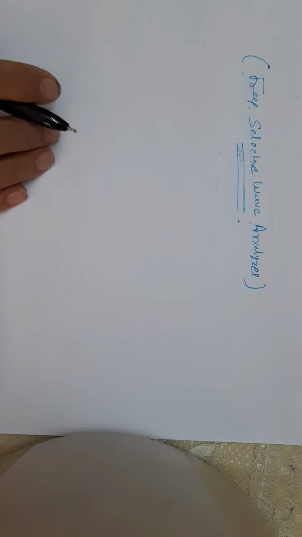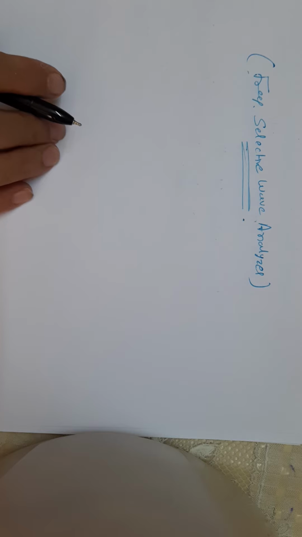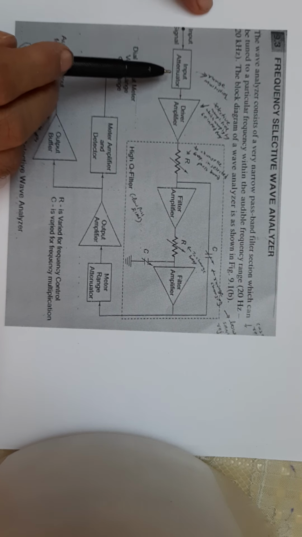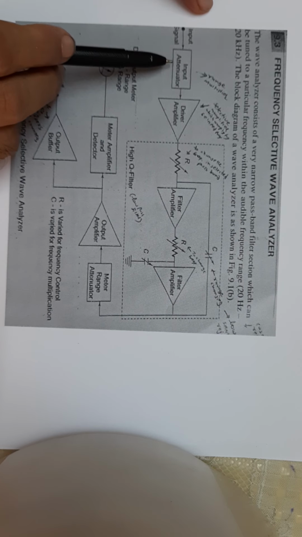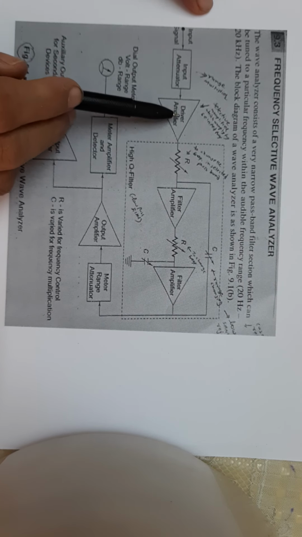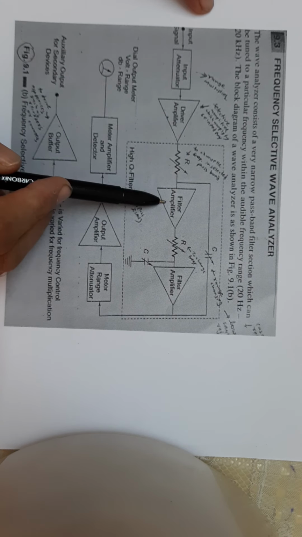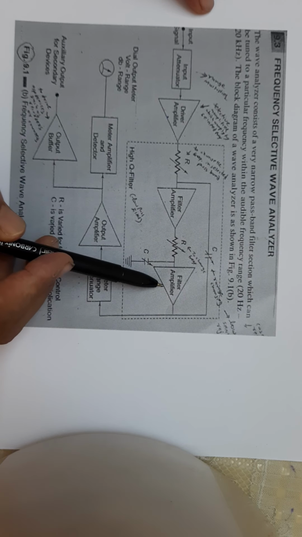The block diagram of the frequency selective wave analyzer is given like this. This is your input signal. This is your input attenuator that attenuates the input signal, and then it is given to the driver amplifier, which amplifies the signal, and then it is given to the selected passband frequency section, with the help of R and the filter amplifier, again R and the filter amplifier.